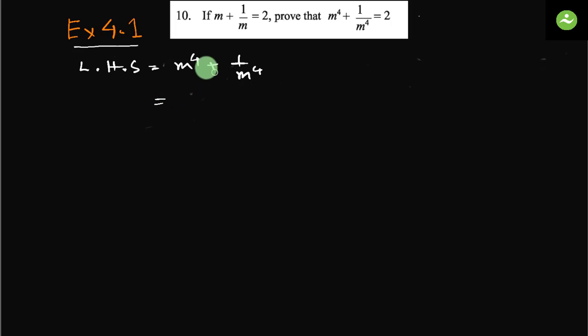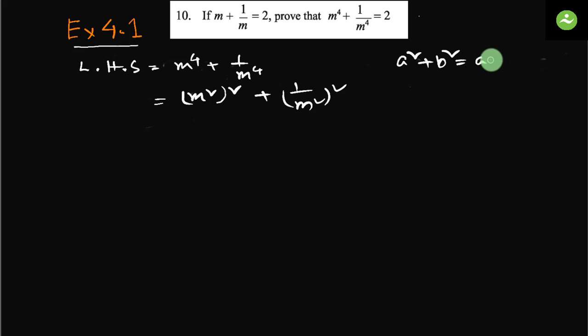Equals, somehow we have to change it to a quantity that has m plus 1 by m, so that we can put the value of m plus 1 by m. So how can we do that? We can express it as a square plus b square. How? M square whole square plus 1 by m square whole square. So this is a square plus b square, and we know a square plus b square equals a plus b whole square minus 2ab.